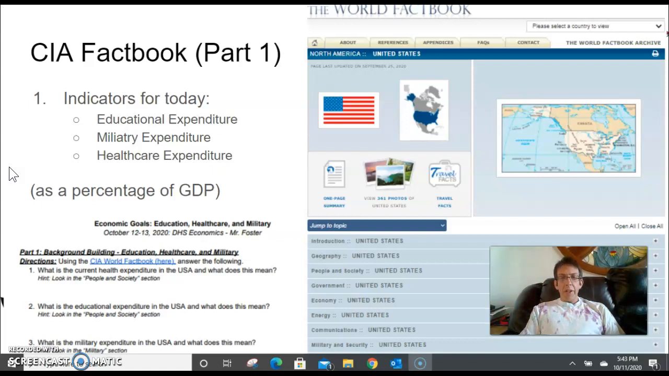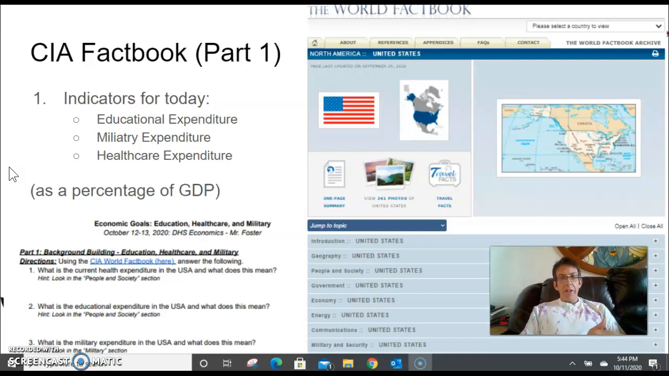For the educational expenditure, very similar. It's the percentage of the gross domestic product that's being dedicated to education. So that is the amount that's being taken out of the federal budget, the percentage of the overall gross domestic product that's being utilized for education. And then finally, for the military expenditure, very similar.